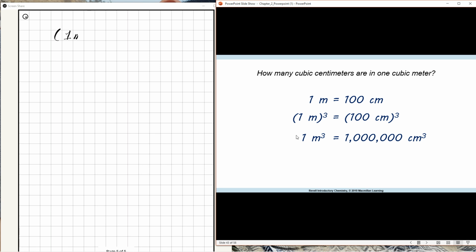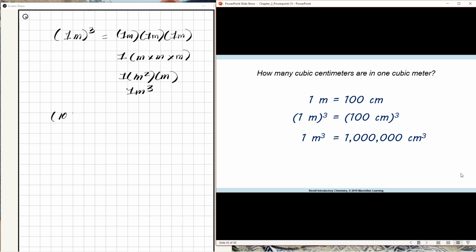So 1 meter inside of parentheses to the third is the same as saying 1 meter times 1 meter times 1 meter. So what do you have? 1 times 1 times 1 is just 1. And you're left with meter times meter times meter. Well, meter times meter is meters squared, times meters. That is 1 meter cubed. So this is the difference between how you write something. Make sure that you pay attention to how something is written, whether the parentheses is there or not there. It makes a difference in your number. As you can see with this one, it makes a huge difference.